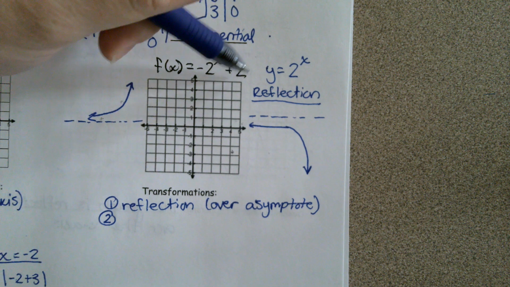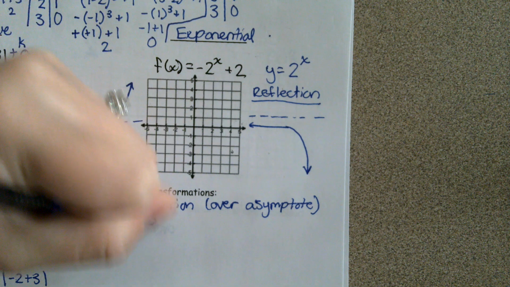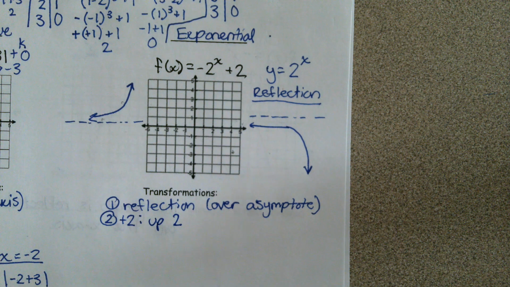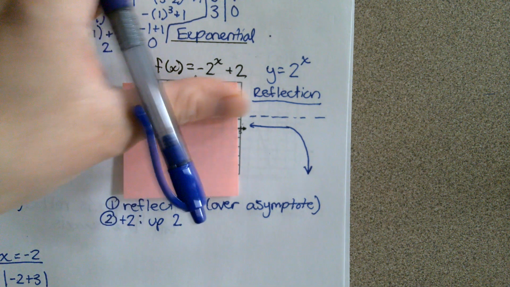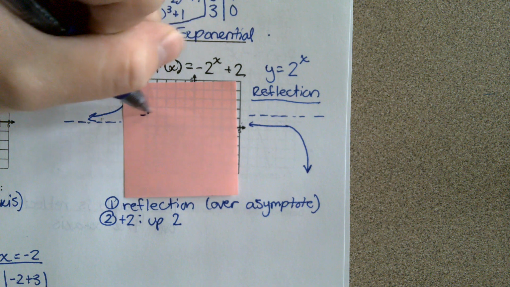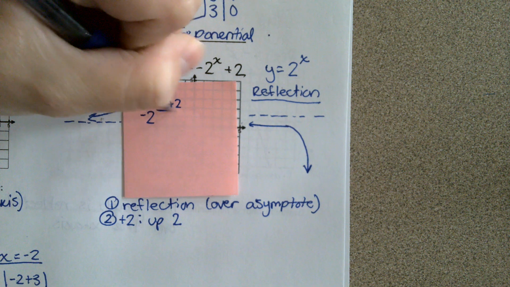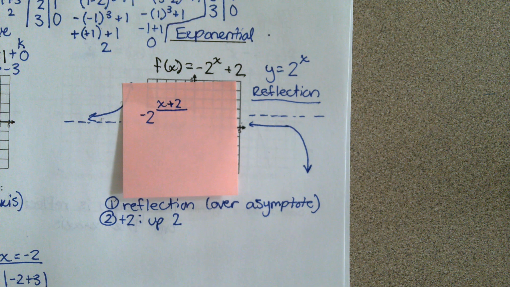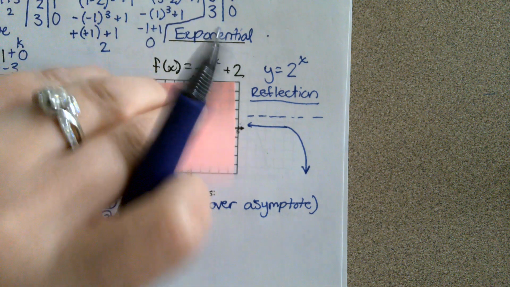Our other transformation is this +2. And that's up 2. I want to remind you of 2 things because a lot of students get confused. 1, we will not give you exponentials that move left or right. They're a bit messy. But 2, how I know that this is not left or right, if it's left or right, it would look like this. It would be with the x specifically. So when I mean with the x, I mean with the x. This is not with the x, it's away from the x.